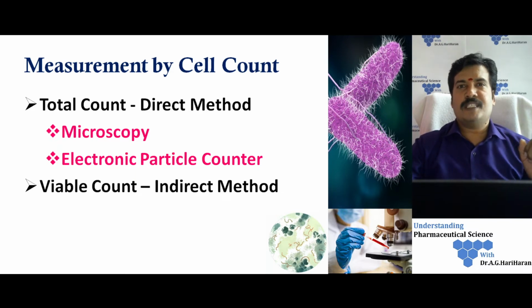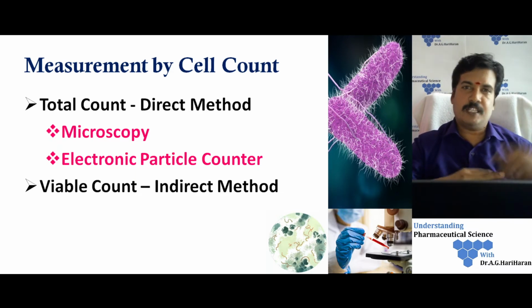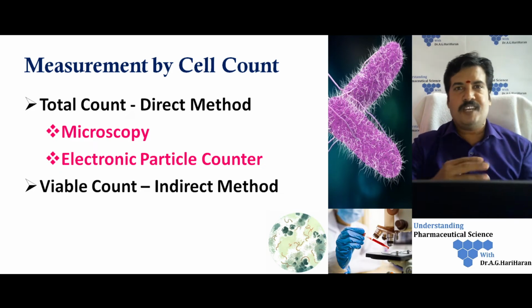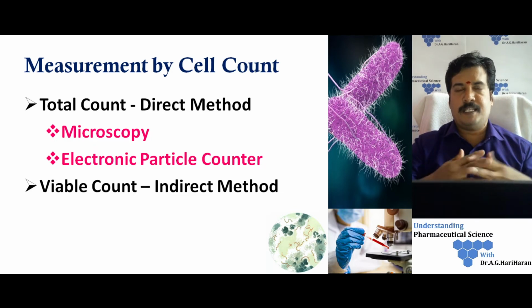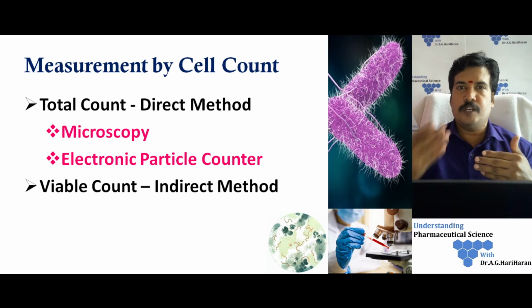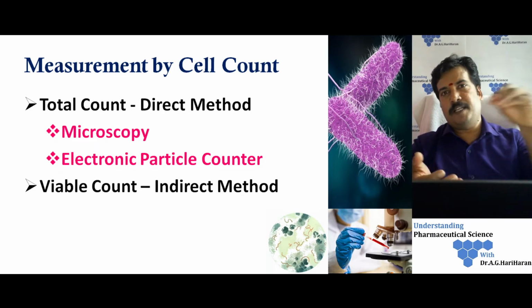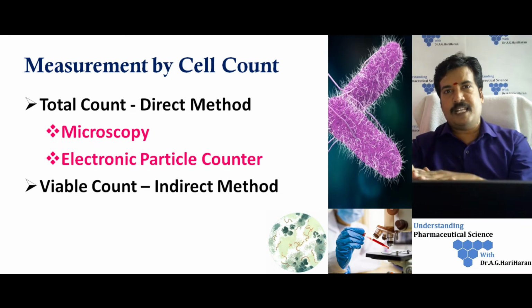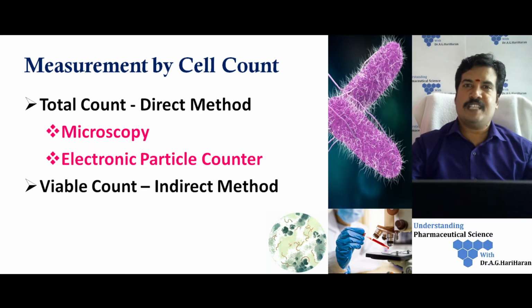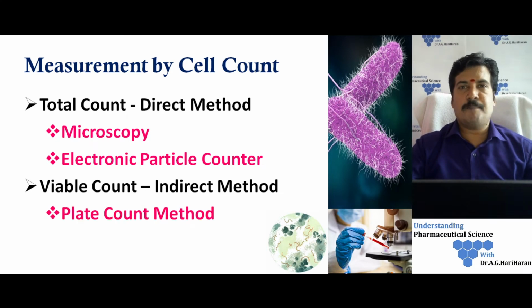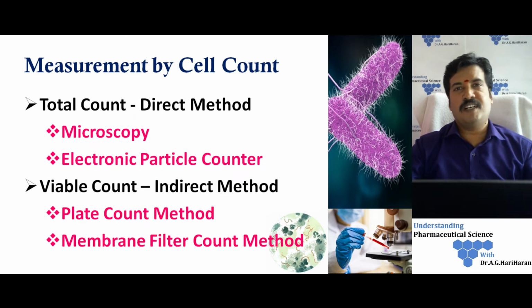Viable count means counting only the living cells, whereas in the total count, we count both the living as well as the dead microorganisms. We consider viable count an indirect method because only the living cell has the ability to divide. If we culture the sample in a particular medium, the viable cells will divide and form colonies. By counting the colonies, we indirectly measure the number of cells present in that sample. There are two methods in this technique: the plate count method and the membrane filter count method, or membrane filtration method. I have a separate video lecture on this aspect also, you can view it.